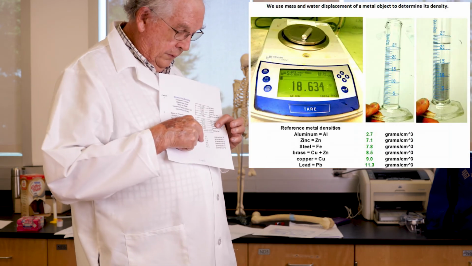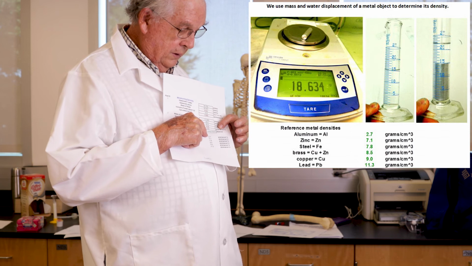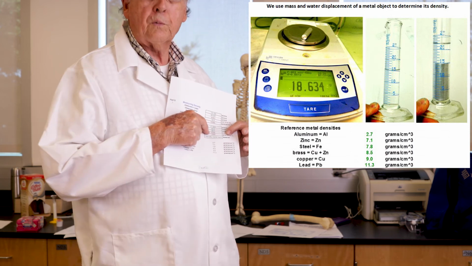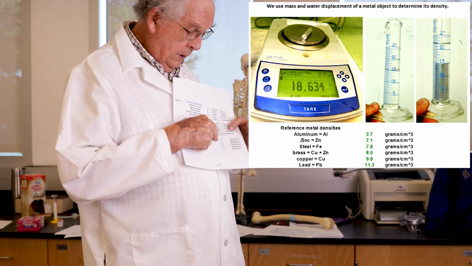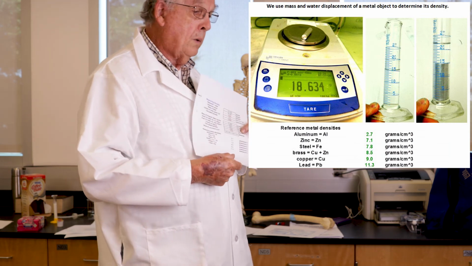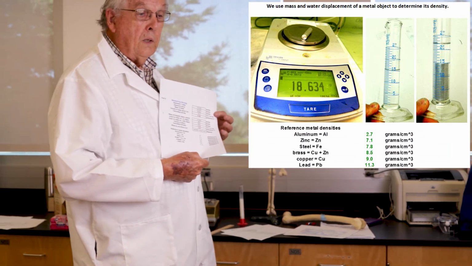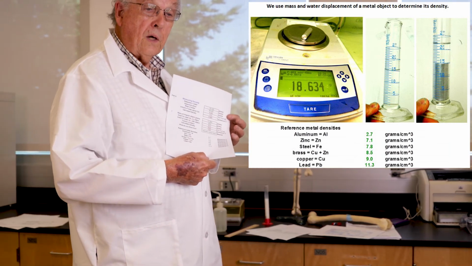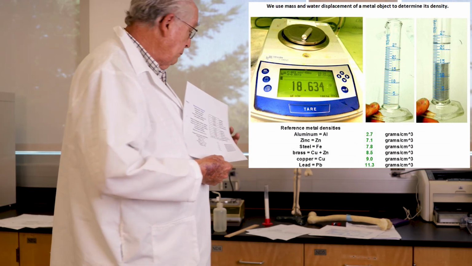Here's a table of different things. 2.7 is aluminum, so it's pretty close to aluminum, so it was probably a piece of aluminum, but it could have been these other things. So when we give you the data in the experiment, you'll do your own calculation and decide what material it is.